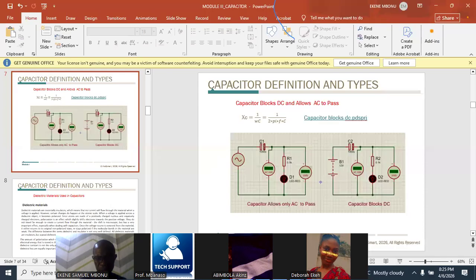before we proceed, just look at this. I like making everything I do practical. This is the MATLAB environment. We are not teaching MATLAB, but let's say that XC is equal to 1 all over 2 times pi times F times C.